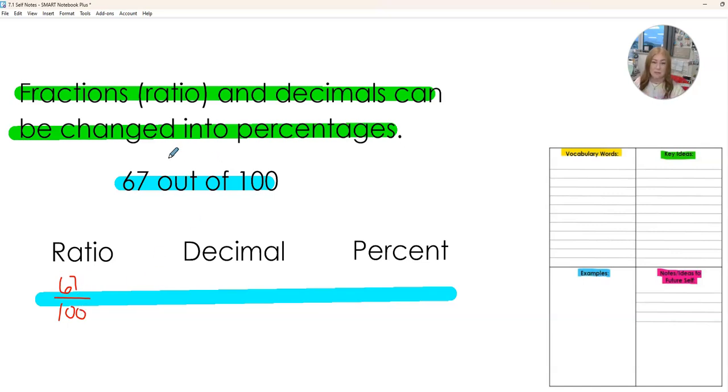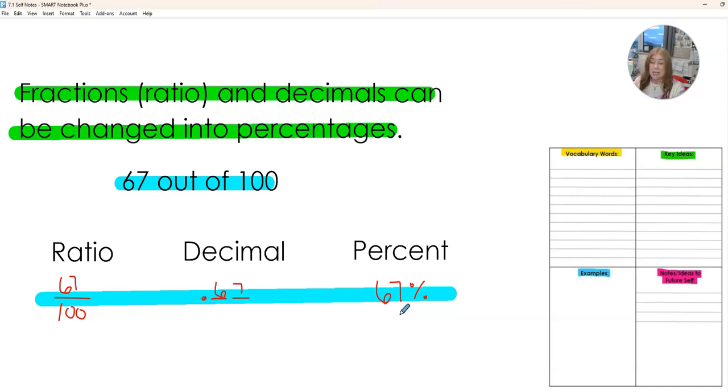67 hundredths. Then the decimal. Decimals always have to be out of 10 or 100, and we already have it out of 100. So here's my tenths and my hundredths. We need 67 hundredths. They sound exactly the same. And then the percent, we just take the ratio number, 67, and write it out of 100. You have to put that percent sign so we know that it's out of 100.